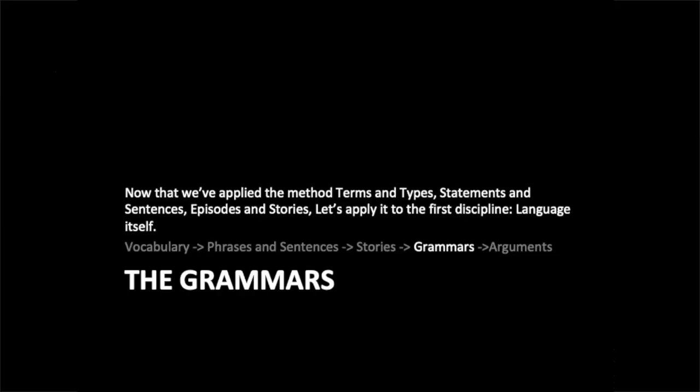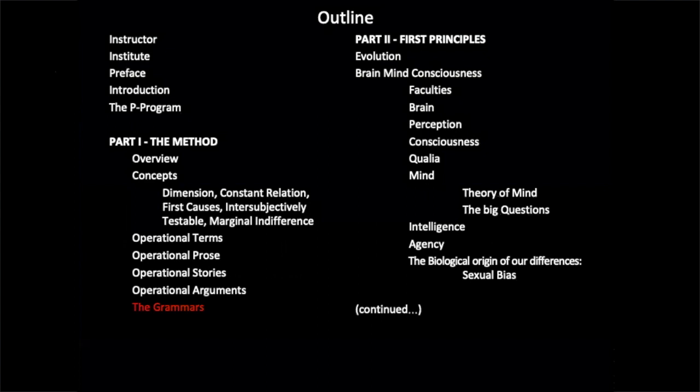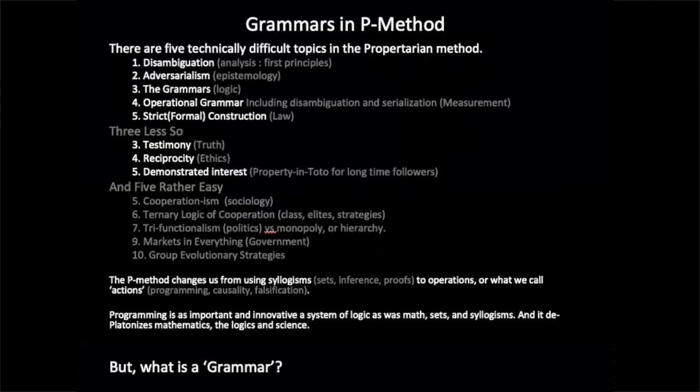So now that we've applied the method to terms and types and statements and sentences, episodes and stories, we're going to apply the method to language itself. So in the stream, vocabulary, phrases and sentences, stories, grammars, and arguments, we're going to cover the grammars. And to put it in context, we're going to change how we view grammar from a statement about language independent of logic to categorizing language as a spectrum of logics. So in the outline of the content, the book, the course, we're here at the grammars at the end of part 1. And grammars in the P method.